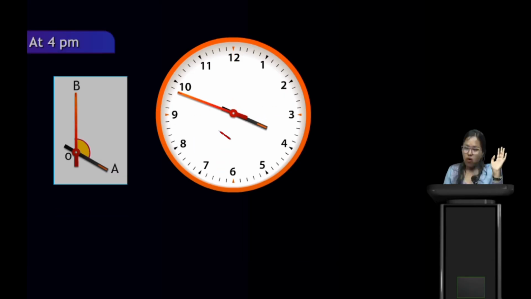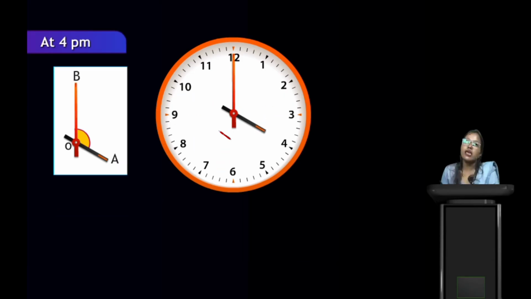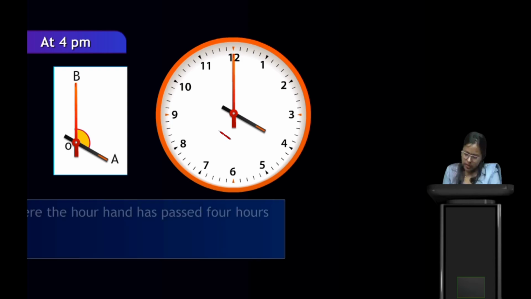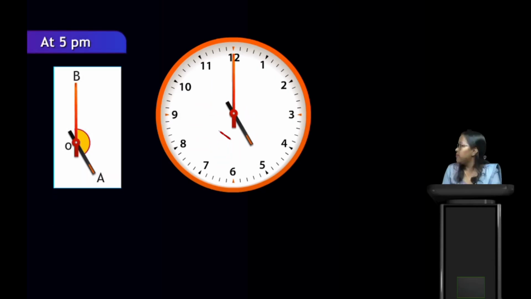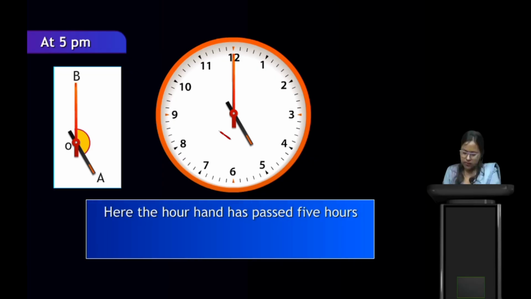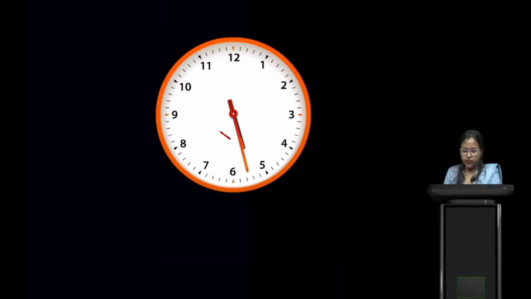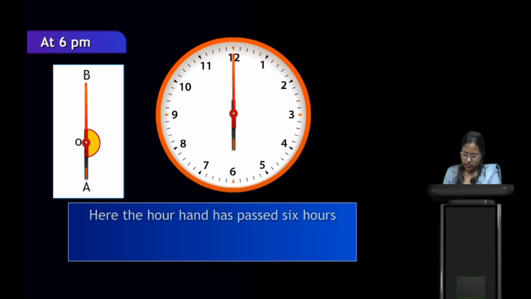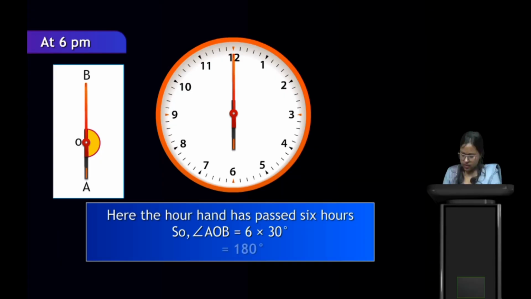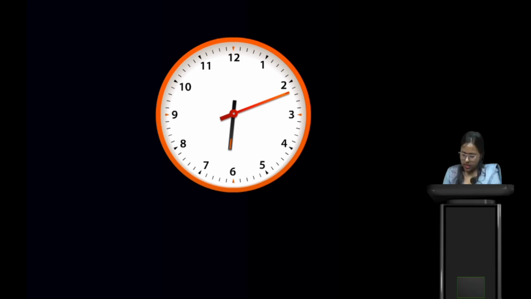Now next, when it is 4 p.m., that time how much angle it created at center? Again 4 into 30, right? So when you give 4 into 30, answer is 120. Now next, at 5 p.m., how much angle it created? Again if I ask, what would be your answer? Again 5 into 30, that means 150 degree. Now, when it is 6 p.m., how much angle it created? 6 into 30, that means 180 degree.